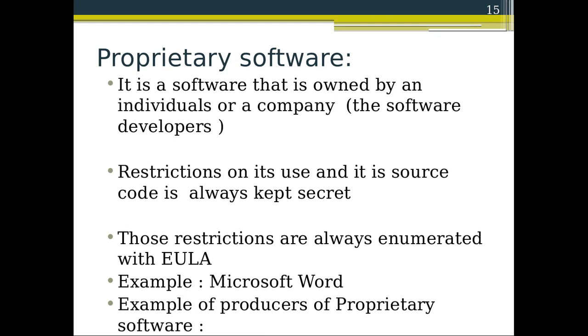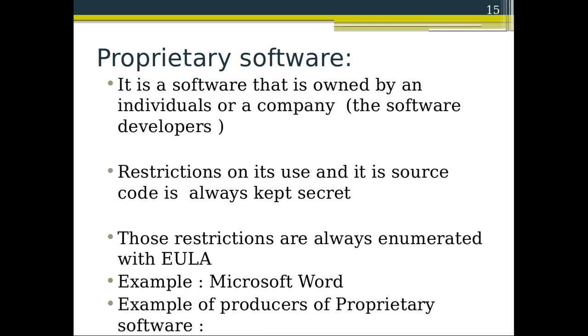For example, Microsoft PowerPoint has been designed using Visual Basic, for example, or Visual C. Okay, the code of Visual C or Visual Basic is not published. You don't have the right to access the source code. If you don't have the right to access the source code, you cannot modify it and you cannot redistribute it. Okay, it means it is owned by the company. It's not revealed.